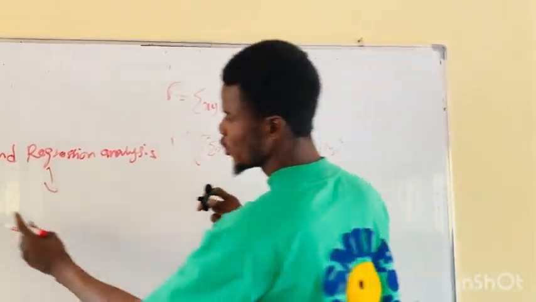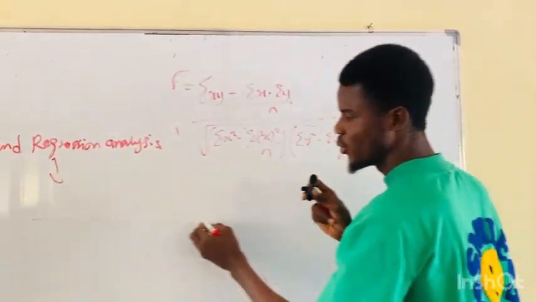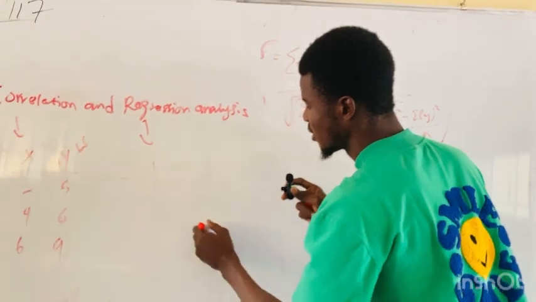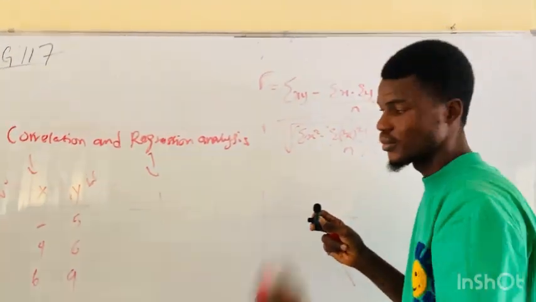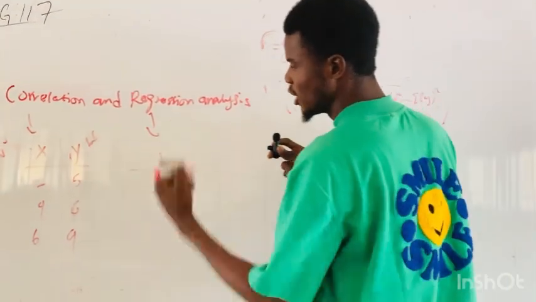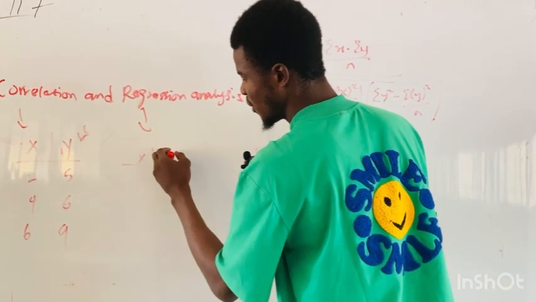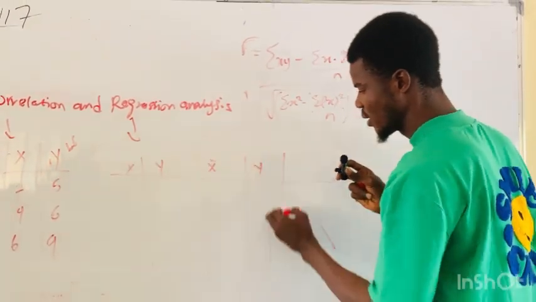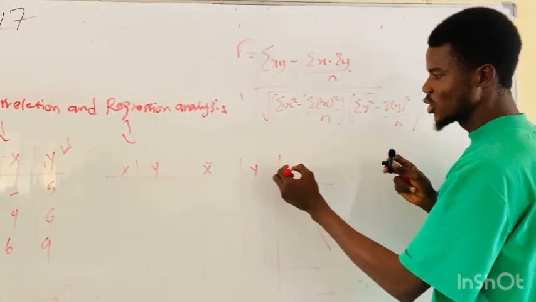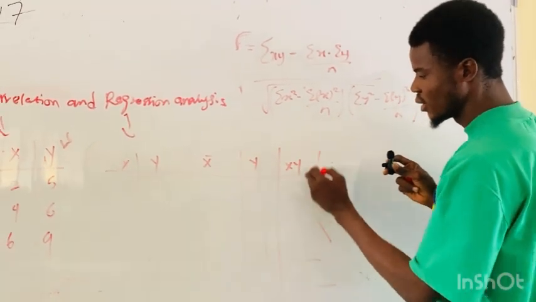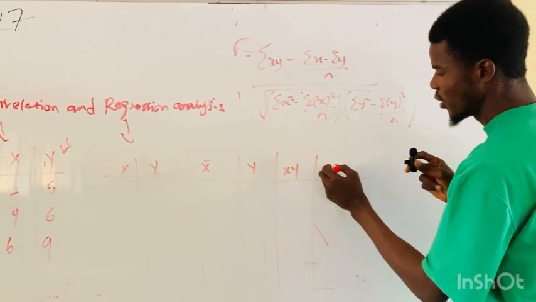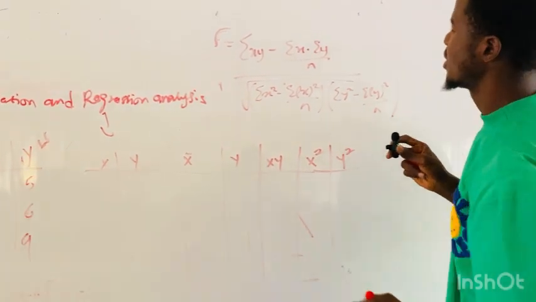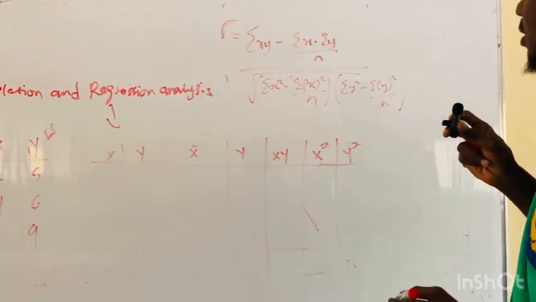When we have to analyze this, we are going to draw another table to make it easy for us. If you draw another table like this, one column will be our value for x, this one our value for y, this one x mean, y mean, then this one our value for xy, this one our value for x squared, and y squared. I think that's all that is needed.